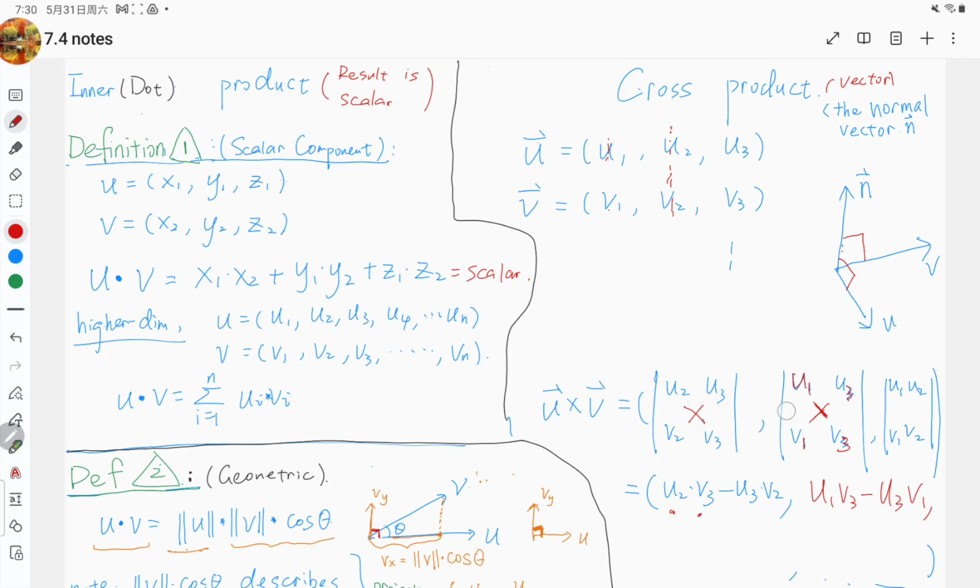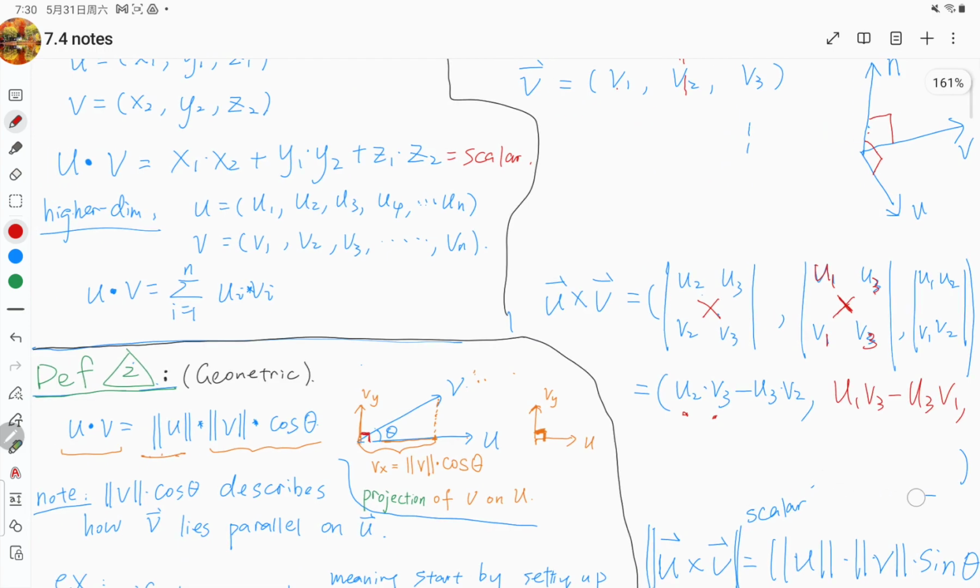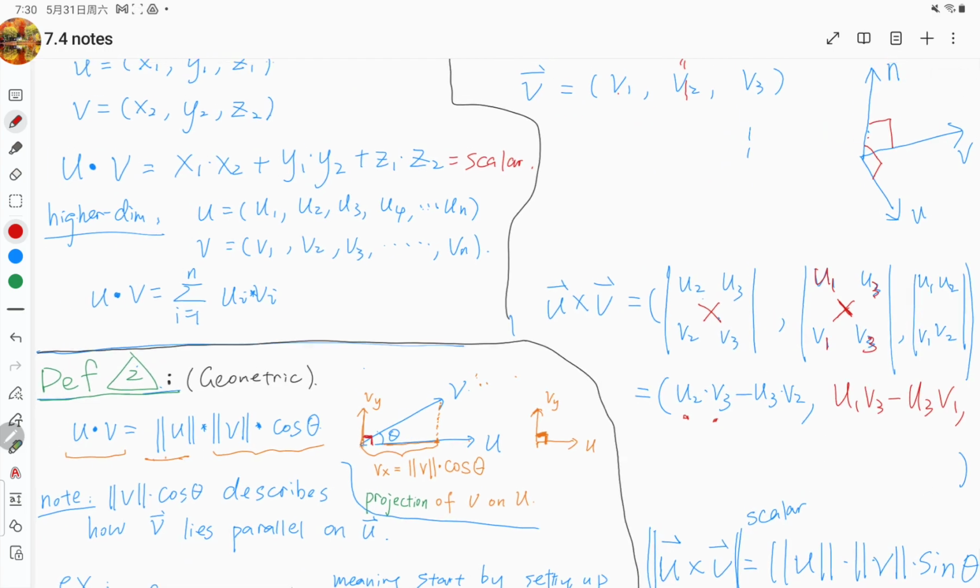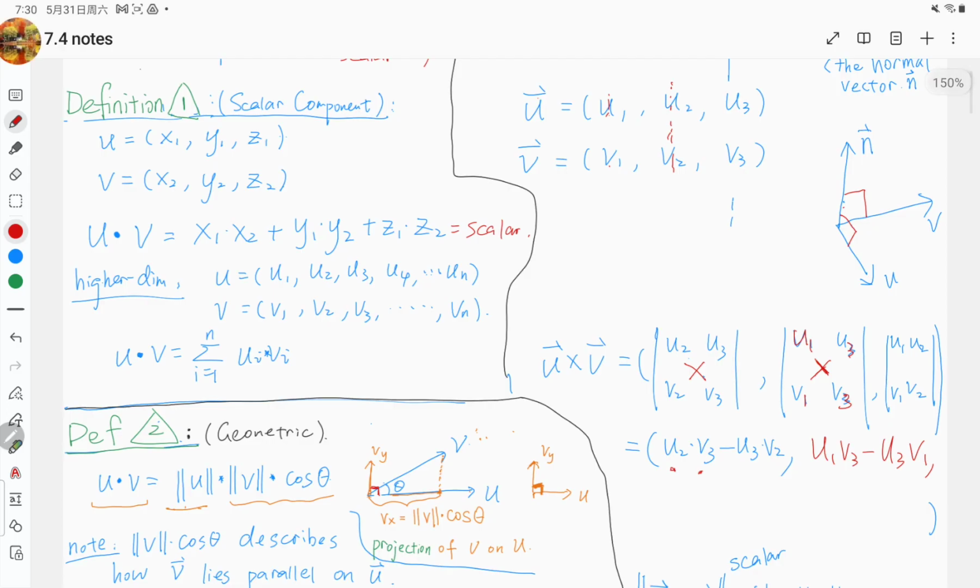And then for the second component, we delete the second column and pick out the first column and the third column here, and then do the cross product. So the cross product is u1 times v3 minus u3 times v1, okay? And then the third one, maybe that's what we missed. The third one, I guess you can guess, right? Delete the third column, and then pick out the first and second column and put them together in a determinant form.